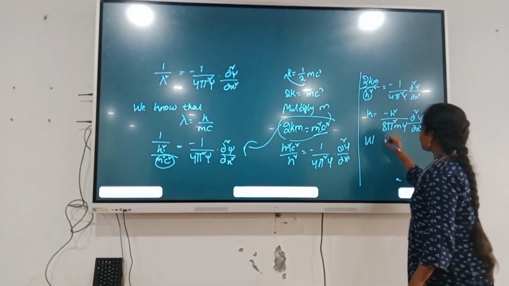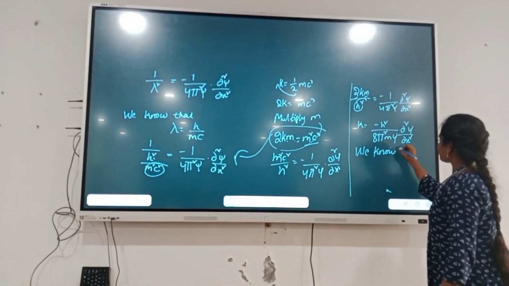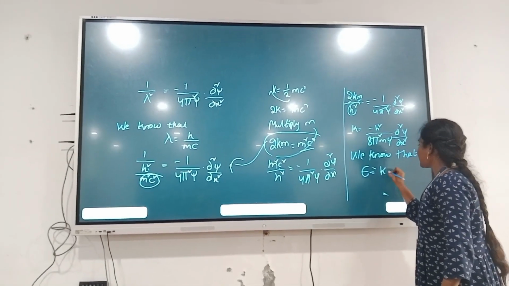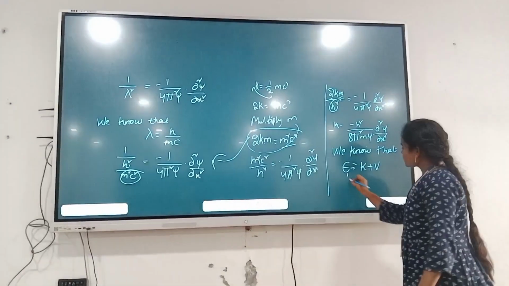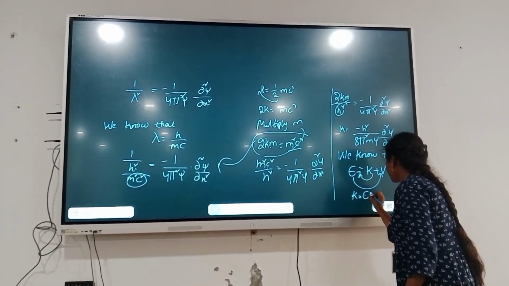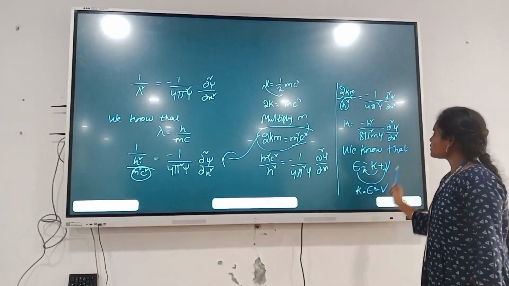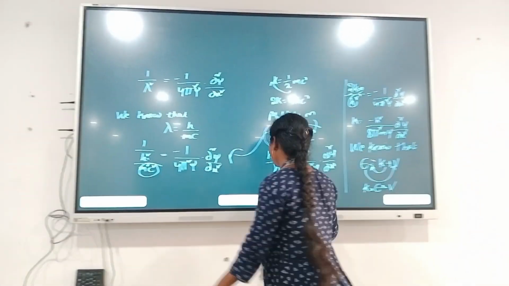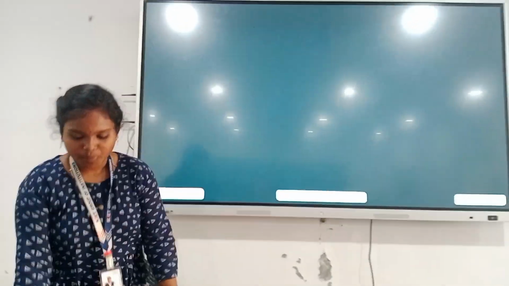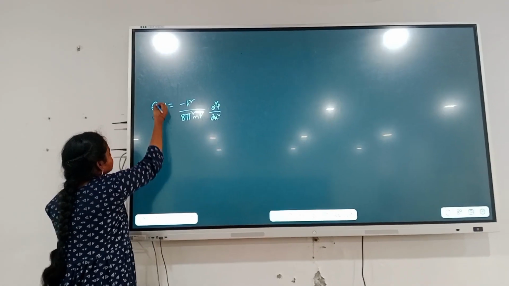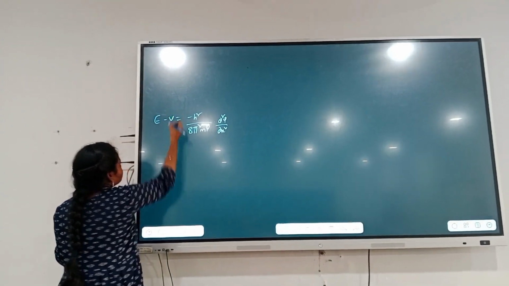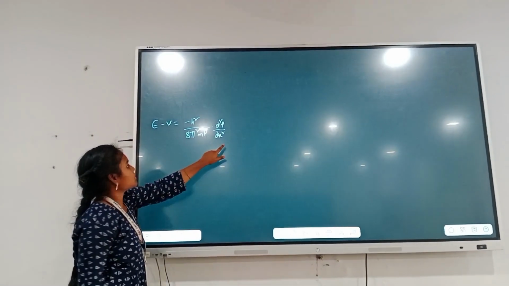We already know that the energy formula is E equals K plus V. So now substitute K to this side and V to that side. Then K equal to E minus V. Now substitute this in this equation. Then we already know E minus V. So now send this to this side.